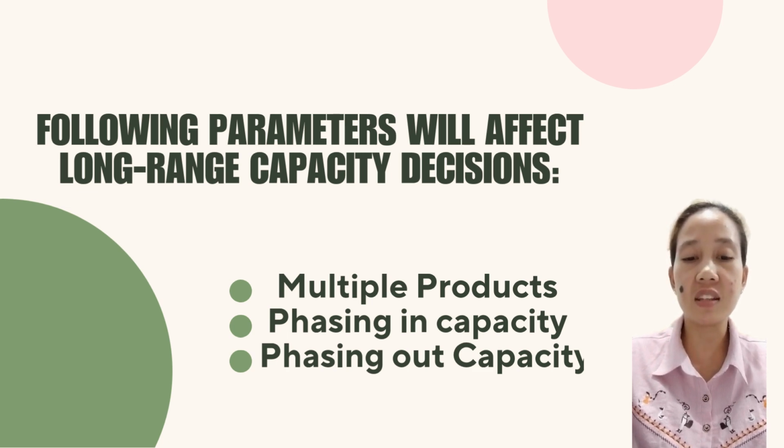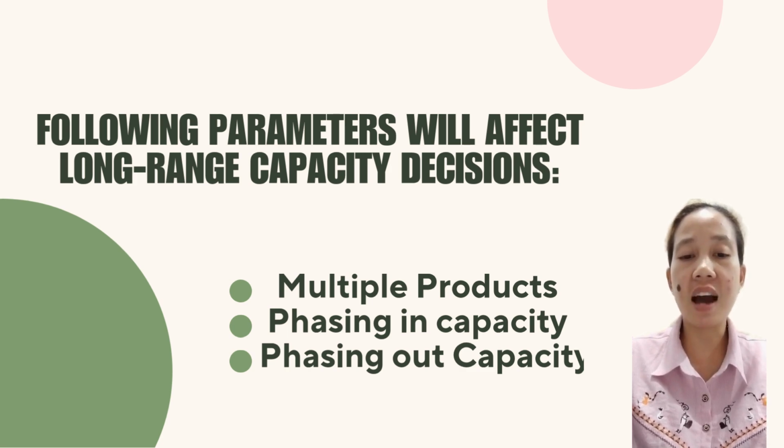Second is phasing in capacity. In fast-moving industries like technology, products need to hit the market quickly. So, new capacity like machines or space needs to be added fast. But building new facilities takes time, so this has to be planned early.